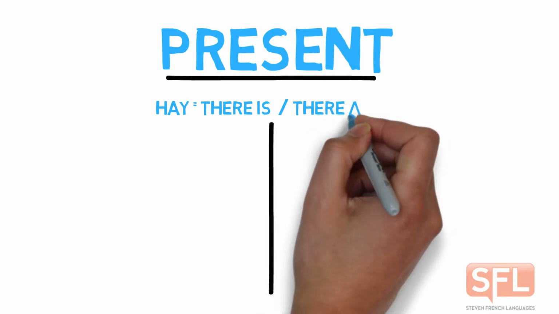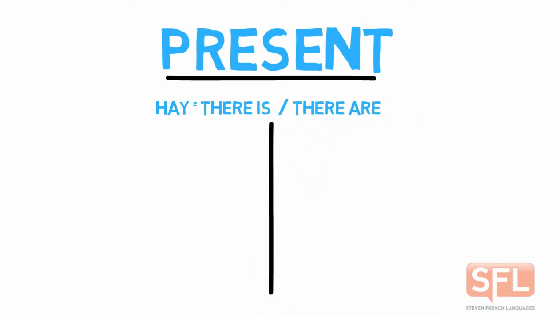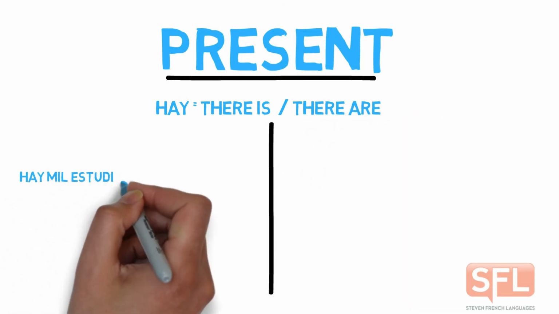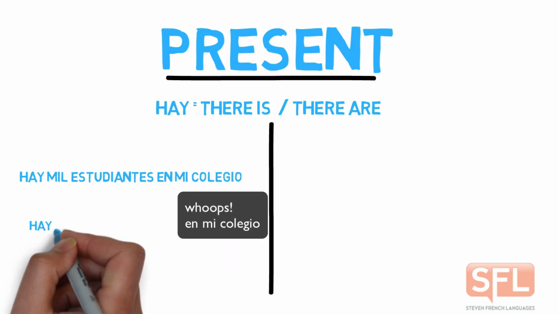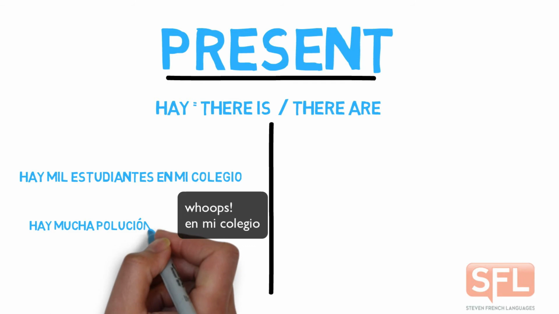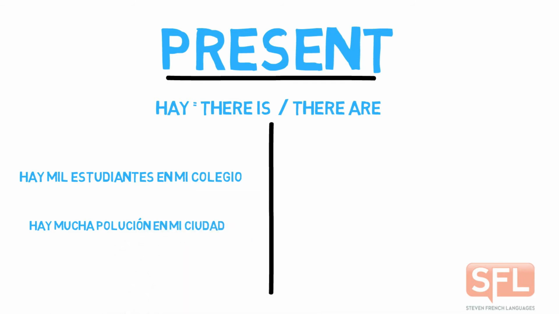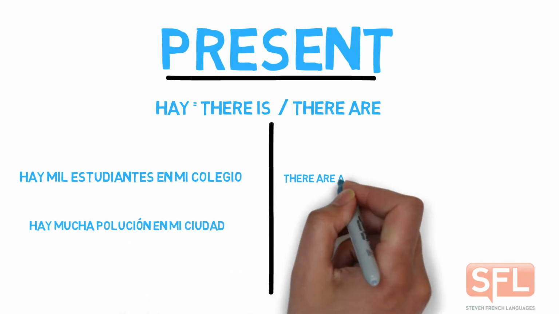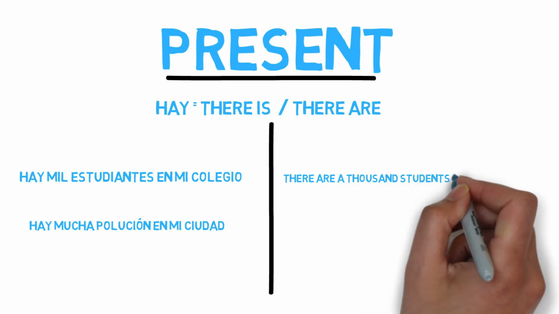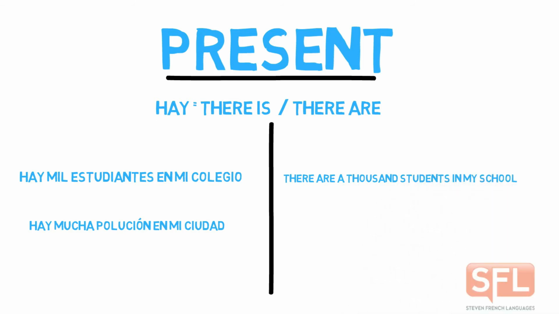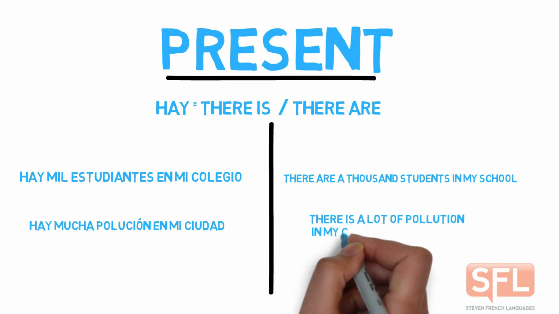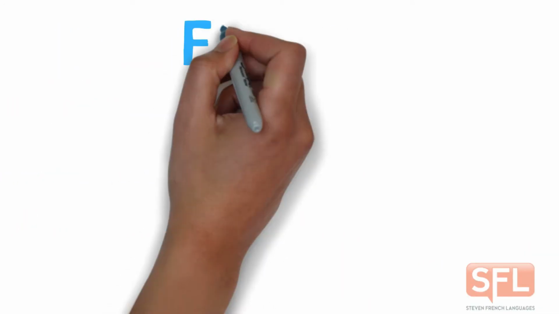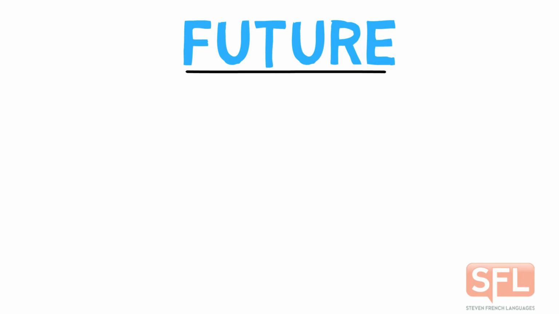There is or there are, hay, as I've just said. So on the left we've got some examples. Hay 1000 estudiantes en mi colegio. Whoops, I made a mistake there. It's en mi colegio. And underneath another example, hay mucha polución en mi ciudad. Now notice, there are 1,000 students in my school, so there are, and then the translation, there is a lot of pollution in my city, so there are and there is.